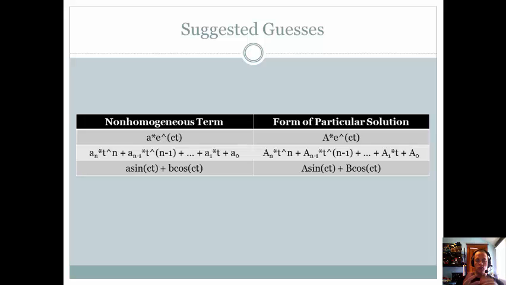And then you can see if we have a polynomial function, our guess should be a polynomial of the same degree, just with unknown coefficients. And if our non-homogeneous term is a trig function, a sine or a cosine function, or some addition of the two, then our guess should be the addition of a sine and cosine function with unknown coefficients.